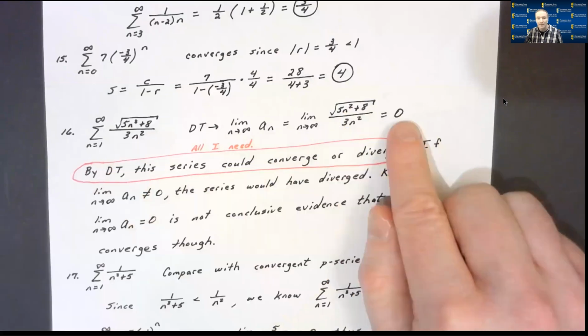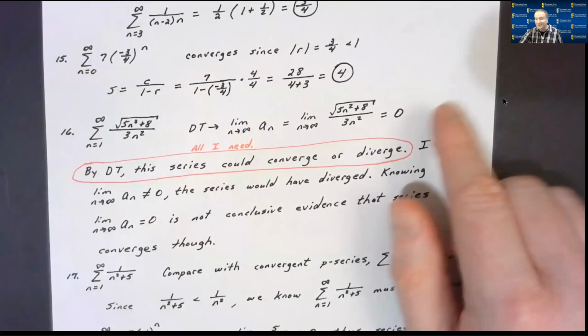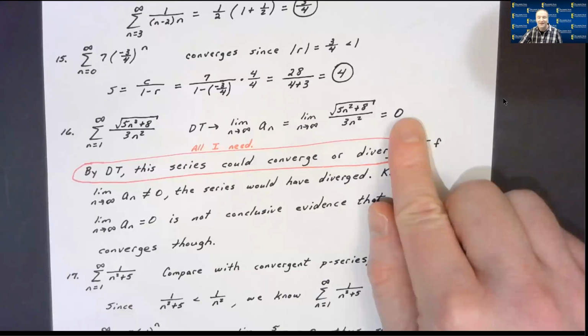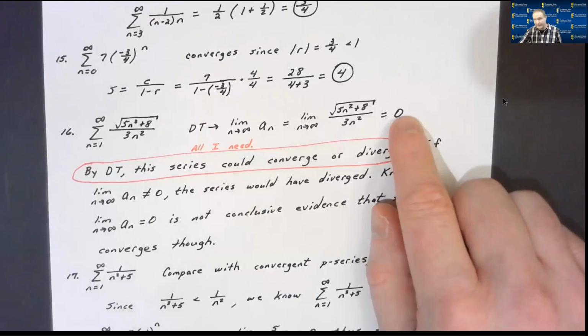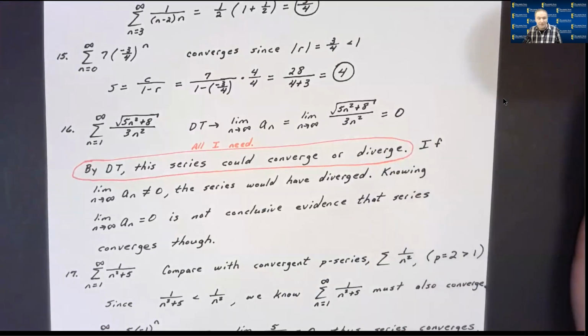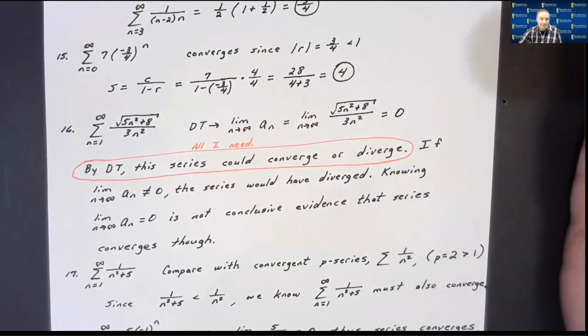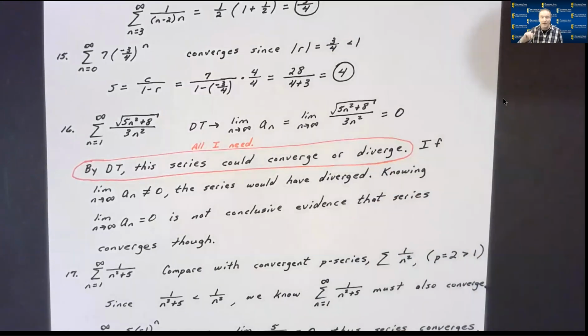Done. Well, shouldn't say done. You still have to do more for the problem. Since that answer is 0, what the divergence test says is that, well, it could converge or diverge. The divergence test doesn't tell you anything. It's just saying that since the limiting value is 0, it could diverge, but it also could converge. So that's all I need right here.